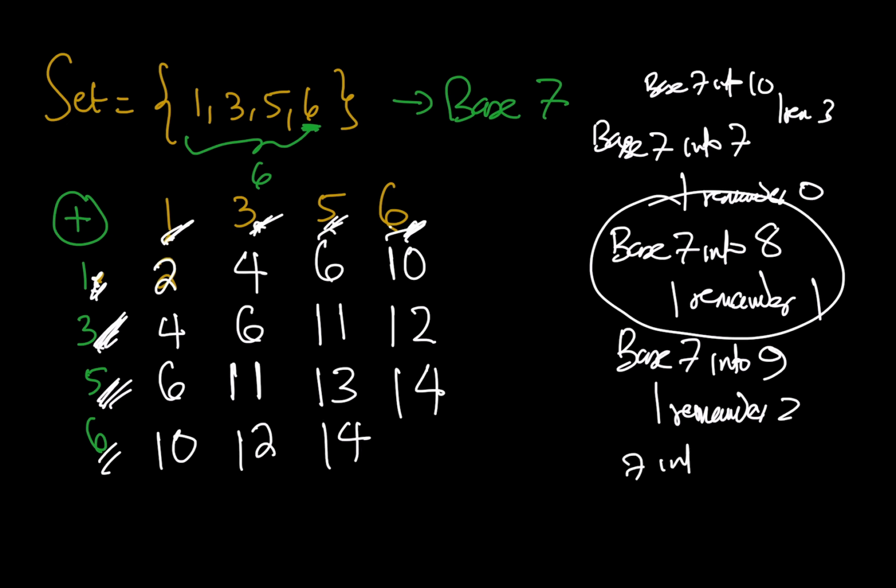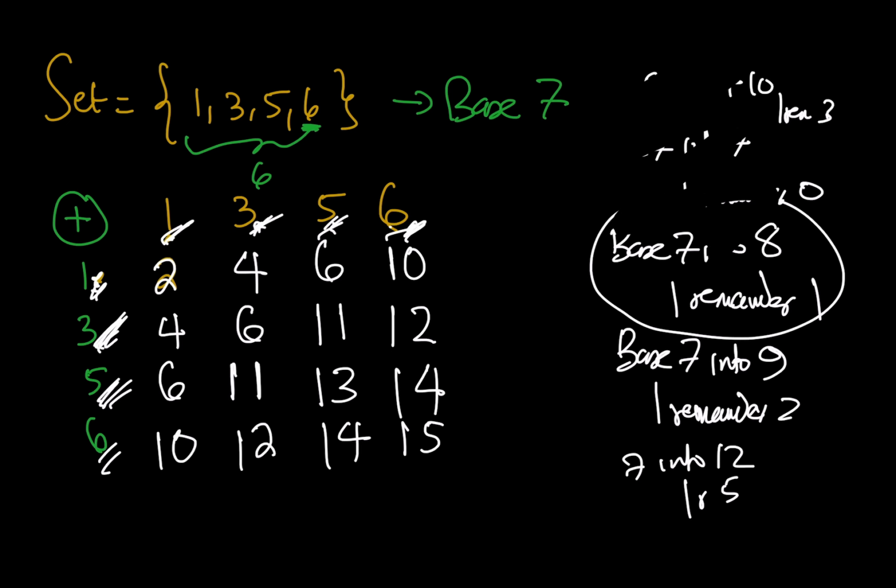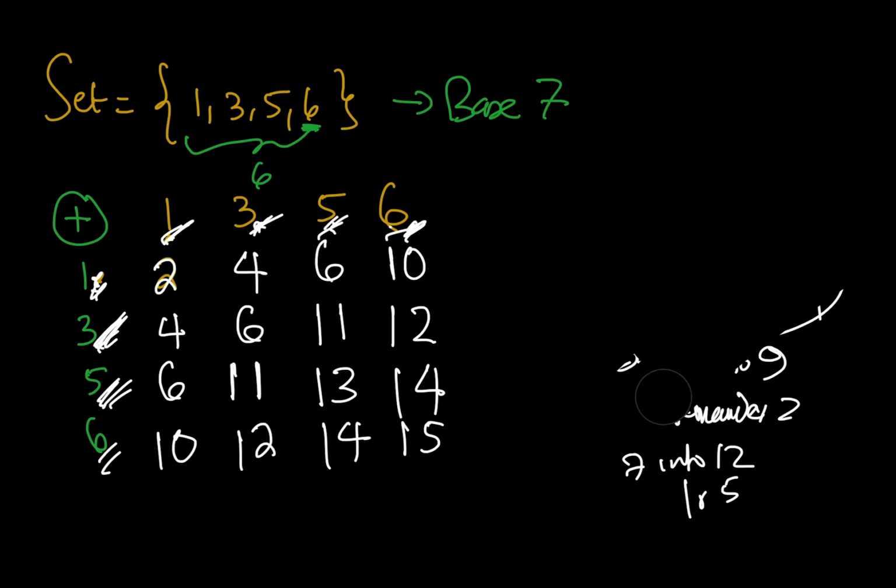7 into 12 is going to be 1 remainder 5. So we write a 5 and we put a 1 here like this, and then we're good. Now that we've constructed the addition table, we can be asked, are you there with me? Please hang in there. We can be told to find certain number bases together.